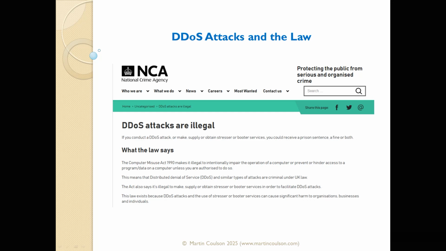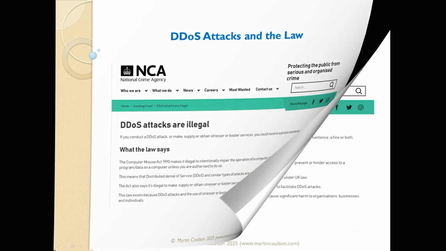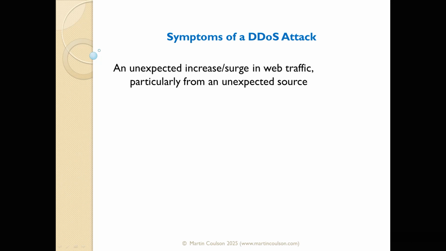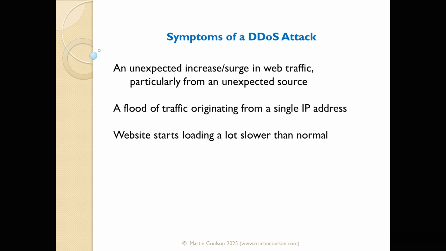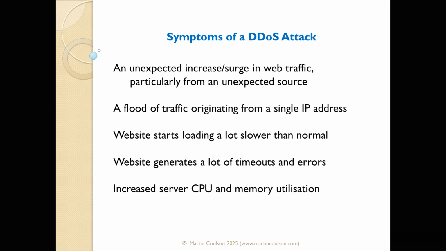So, now that you understand the legalities of a DDoS attack, and what a DDoS attack is, here is a list of some of the symptoms of a DDoS attack. An unexpected increase or surge in web traffic, particularly from an unexpected source. A flood of traffic, originating from a single IP address. A website starts loading a lot slower than normal. A website generates a lot of timeouts and errors. Increased server CPU and memory utilization. The website goes down.